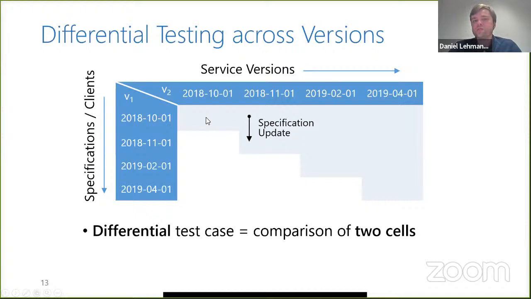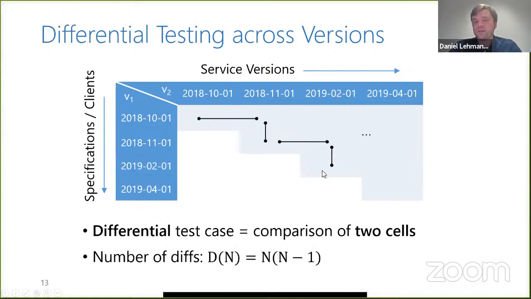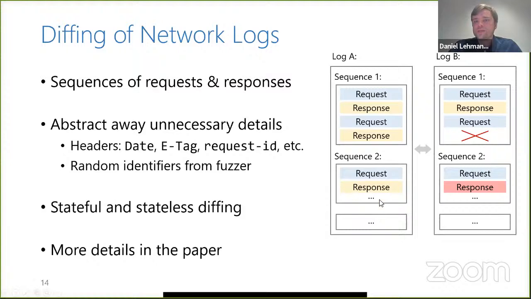And for our approach, we basically need to evaluate all potential combinations of test configuration pairs, and that again is O of n squared. And so just to recap, in this matrix, we basically have a two-step process. First, we run test configurations, that's basically cells in the matrix, and then we compare pairs of cells in this matrix to obtain differential test cases. Now, to compare two test configurations, we basically compare what we call network logs. That's the output of a single test case. And a network log is essentially a sequence of request and response sequences.